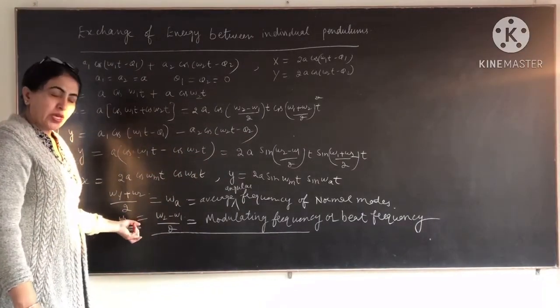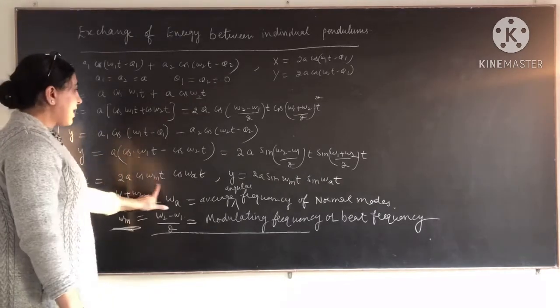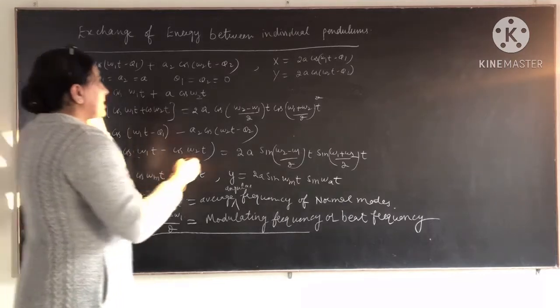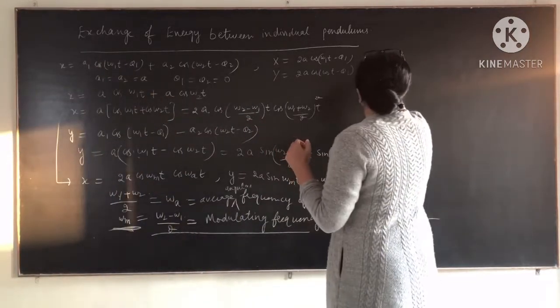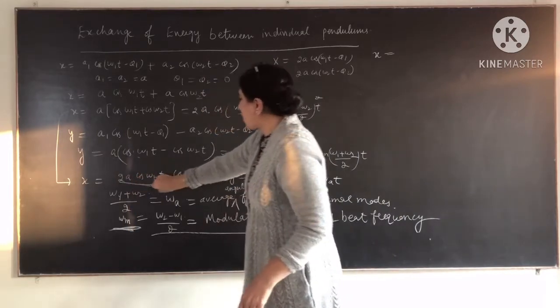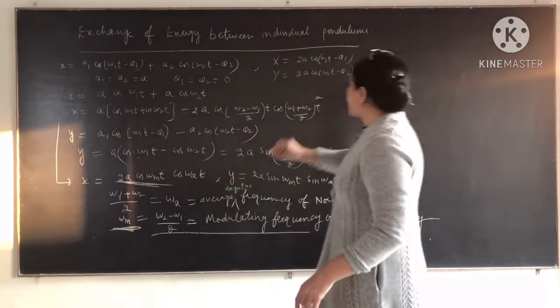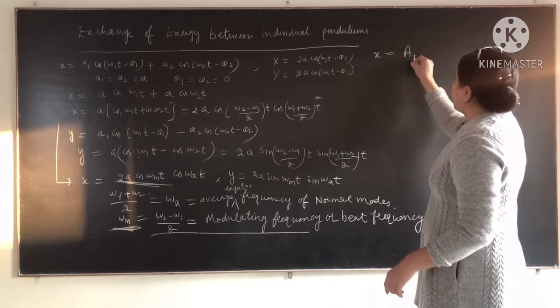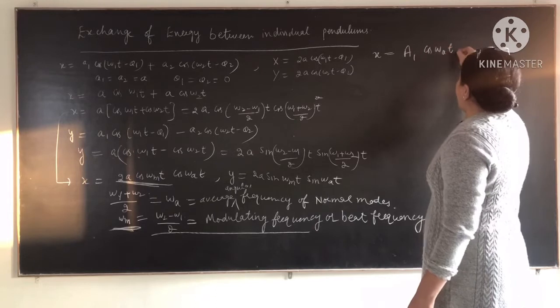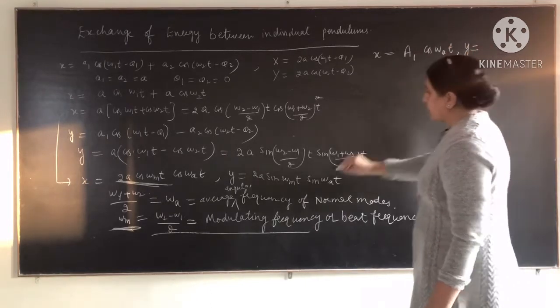Clear? So we make this equation in another simple way like this. X is equal to 2a cos omega mt. This I will take as amplitude A1. This is cos of omega at, and write y is equal to this.